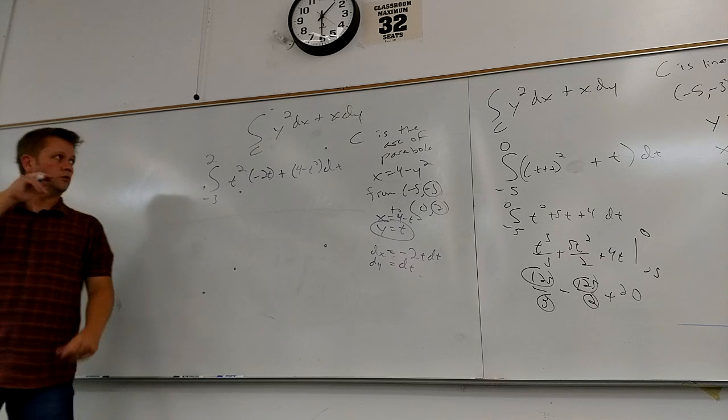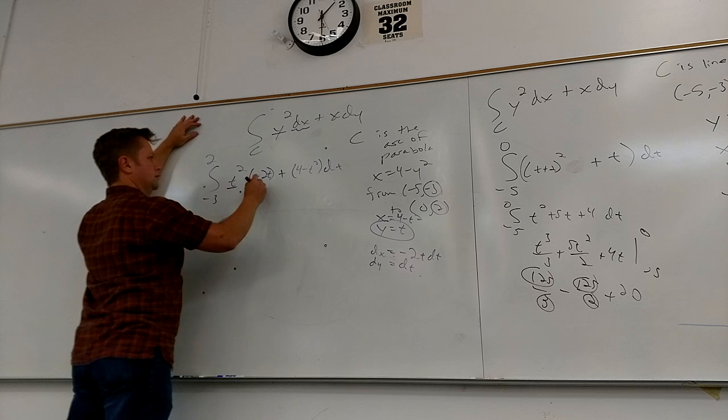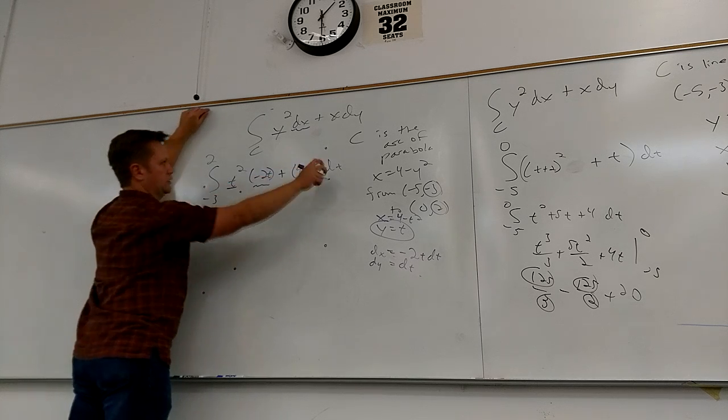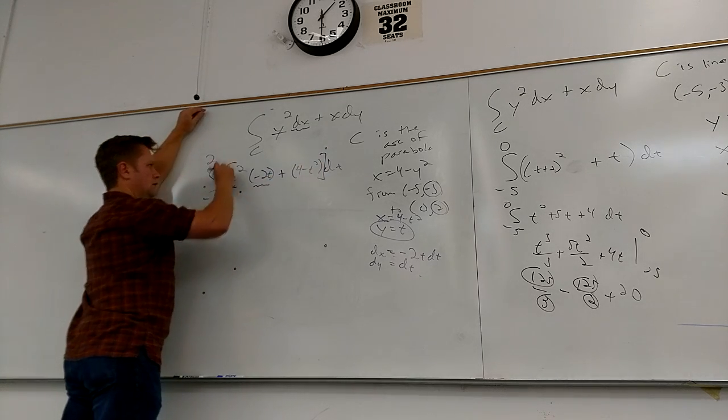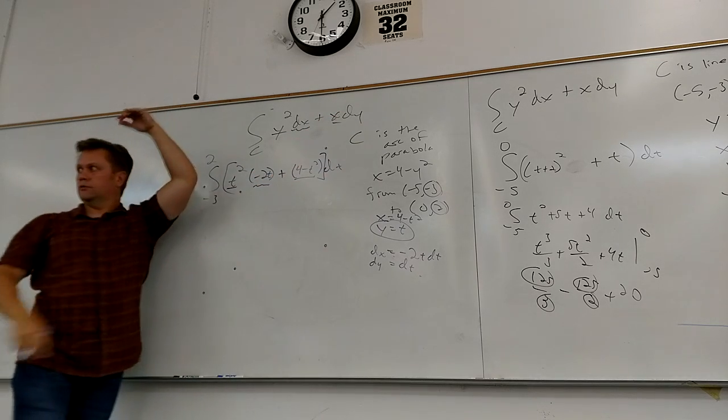So here's the y squared. Here's the dx, and the dt piece I just put back here. And then here's the x, and the dy was the dt. I like it.